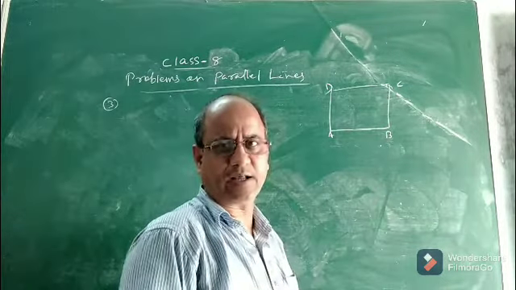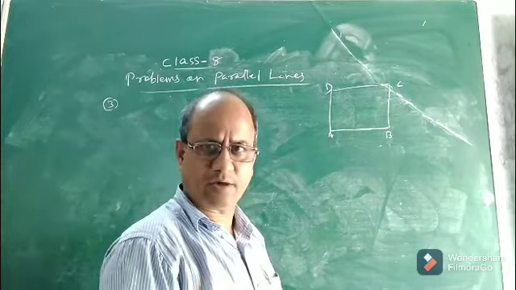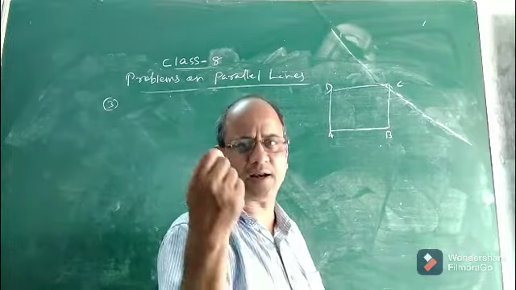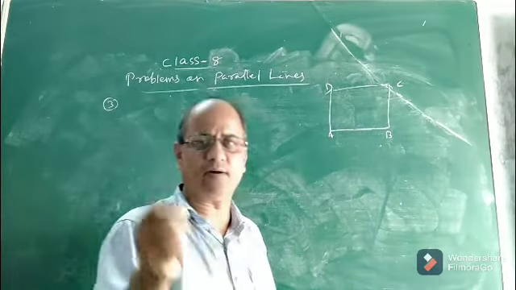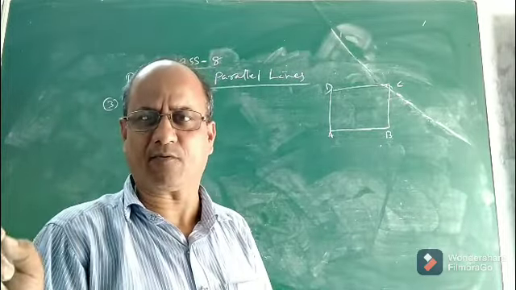Quadrilateral, you know what is a quadrilateral? Any closed polygon having four sides. A polygon closed by four sides is known as a quadrilateral. Square, rectangle, parallelogram, rhombus, kite, etc. are all special types of quadrilaterals.